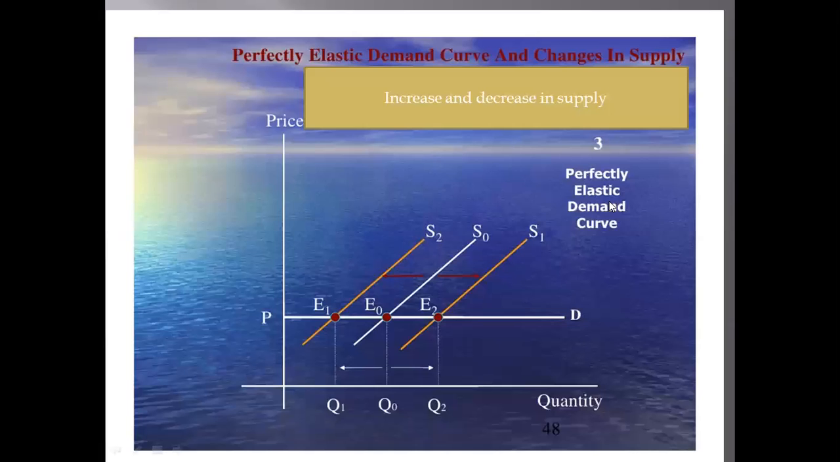Now we are going to see a situation where your demand is perfectly elastic and inelastic. Coming to the perfectly elastic demand curve and changes in supply, where there is increase and decrease in supply. This is a horizontal straight line, your perfectly elastic demand curve, and then your supply curves are changing. When the supply is changing from S0 to S1, it is moving forward. That means your equilibrium quantity is also changing, but again, the price is remaining constant. And when the supply curve is moving from S0 to S2, it is moving backwards. Your equilibrium quantity is also changing, but your price is remaining constant.